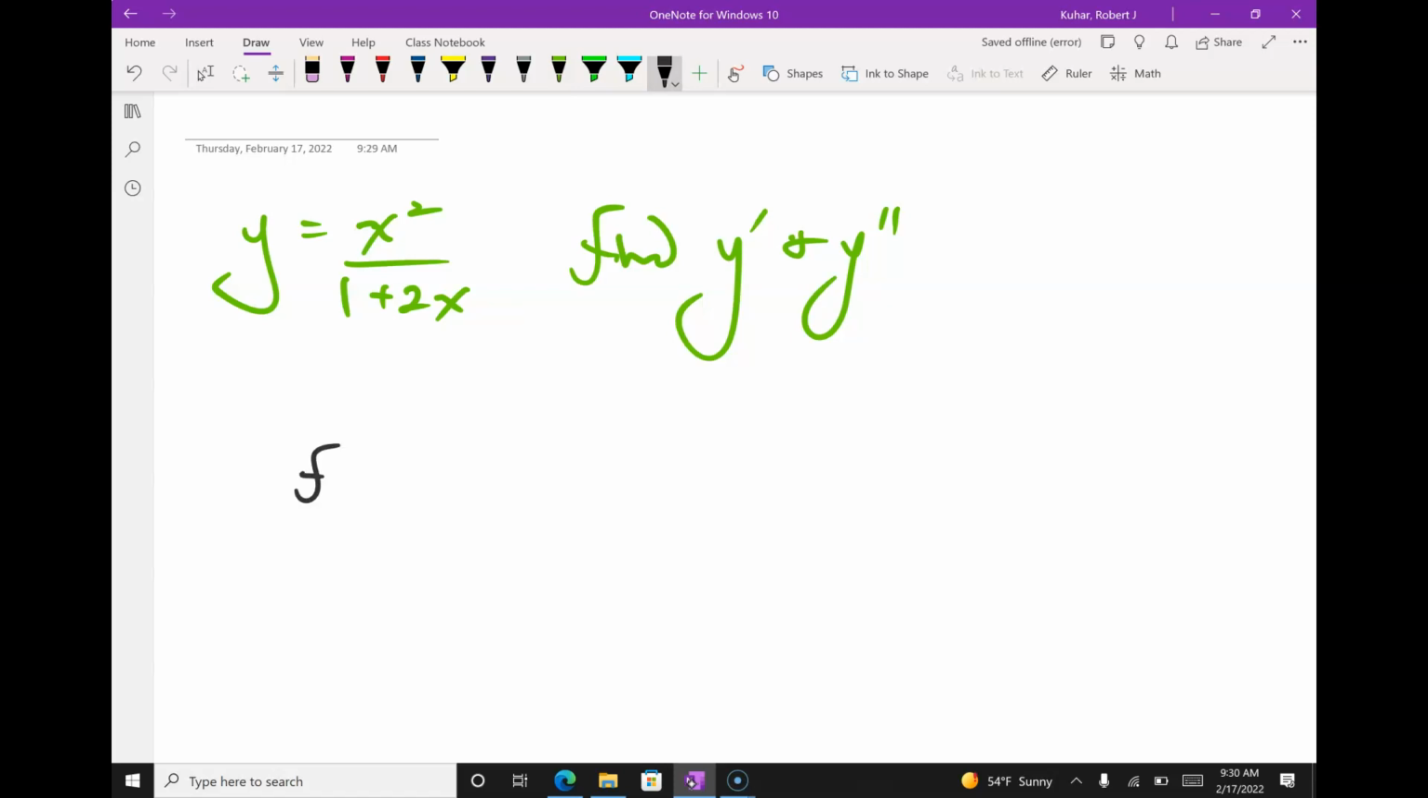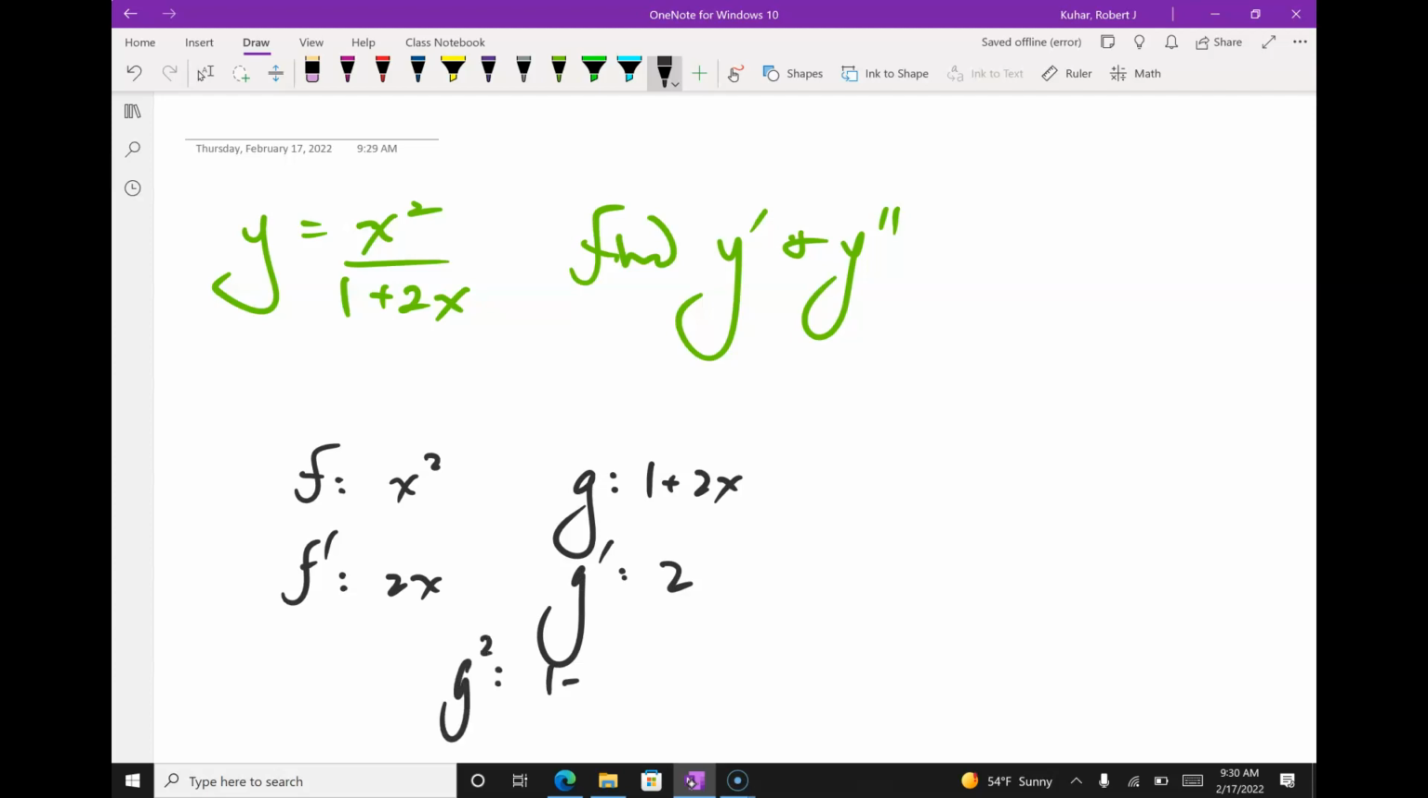What's the upstairs function of y? x squared, right? What's the derivative? 2x, nice. Downstairs function, 1 plus 2x. Derivative, 2, right? Just an mx plus b. And the downstairs function squared is 1 plus 2x quantity squared.